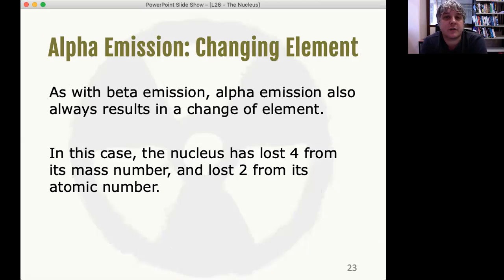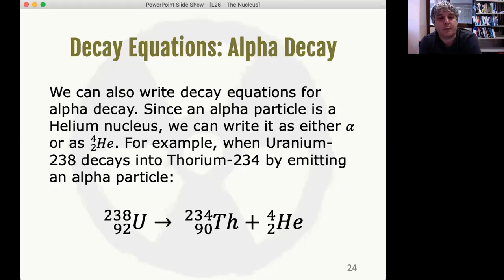As with beta emission, alpha emission also results in a change of element. It must. It's changing the number of protons in the nucleus. It's not possible for it to still be the same element afterwards. In this case, the nucleus has lost 4 from its mass number and 2 from its atomic number. So it has changed in both mass and atomic number, but the decay equation process is exactly the same.